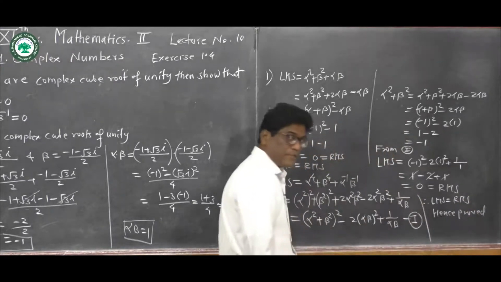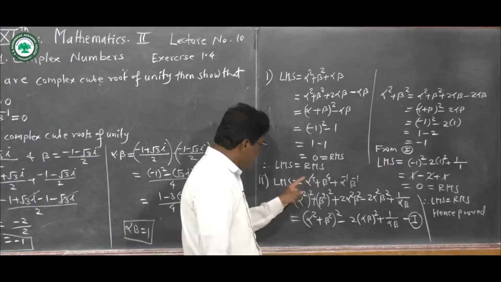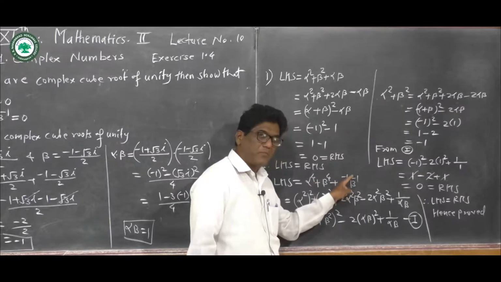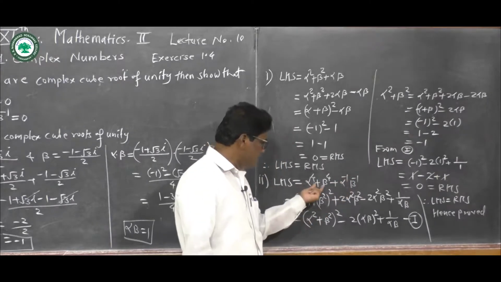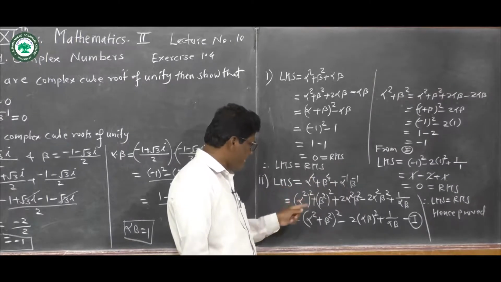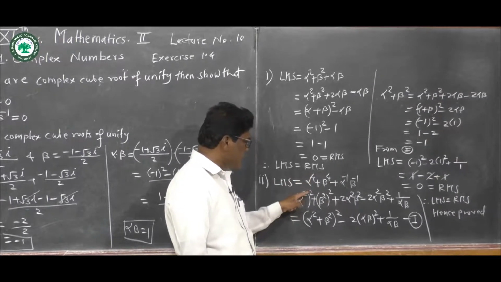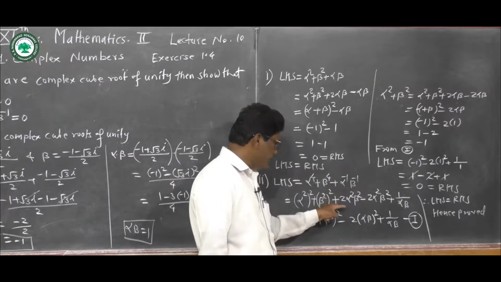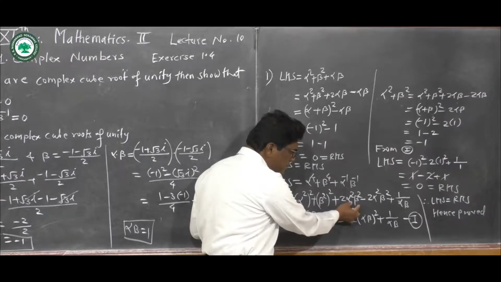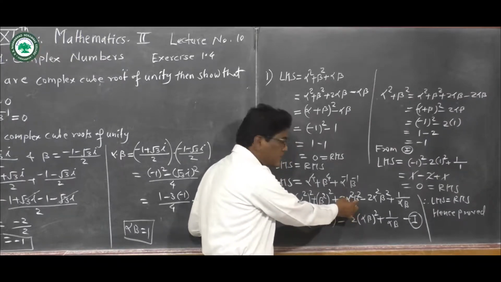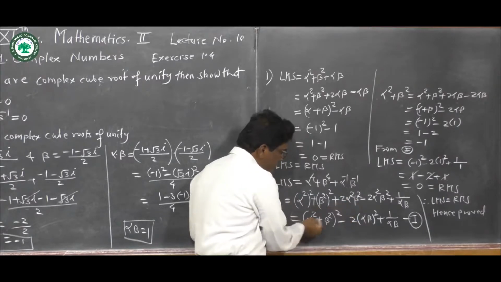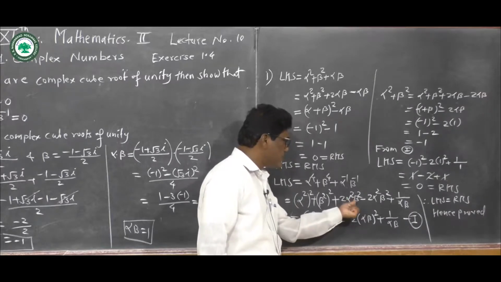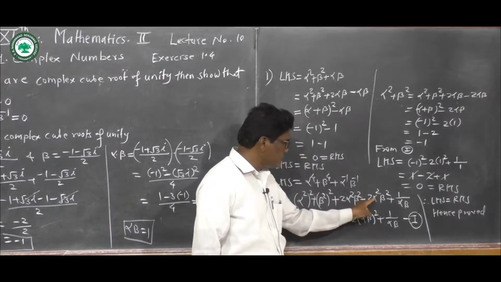Now see the second one again. We have to show that alpha to the power 4 plus beta to the power 4 plus alpha to the power minus 1 beta to the power minus 1 is 0. So we consider the left hand side, LHS. We write alpha to the power 4 as alpha square to the square, plus beta to the power 4 as beta square to the square, and we adjust 2 times alpha square beta square. Why this? We adjust this term because this is the complete square of alpha square plus beta square bracket square. So we adjust 2 times alpha square beta square, and we cancel it with minus 2 times alpha square beta square.